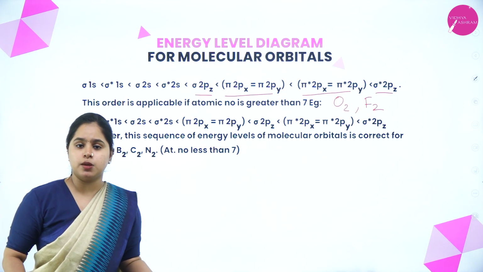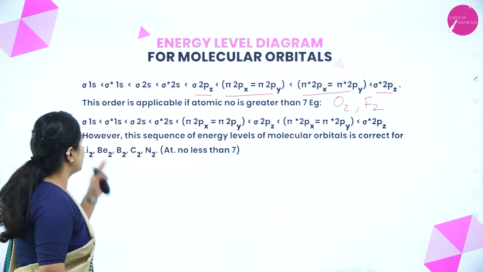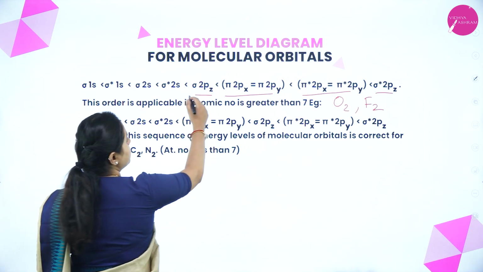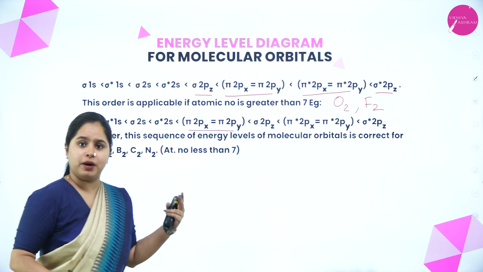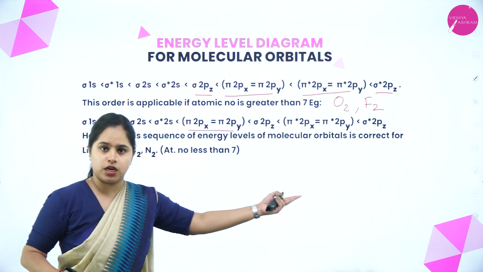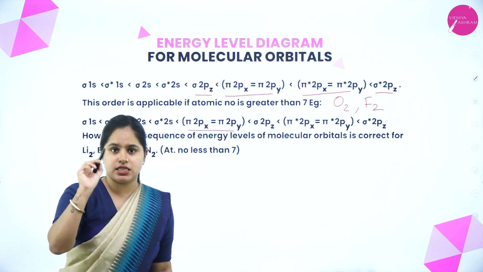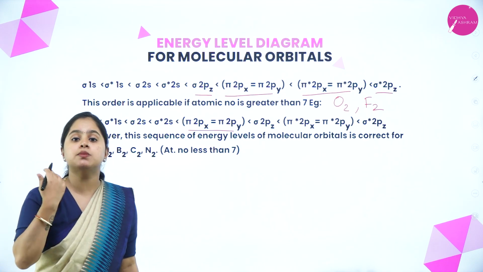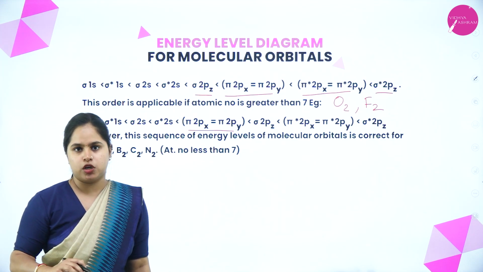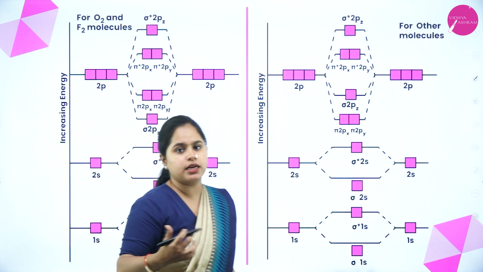Now, coming to the other molecules, other than O2 and F2, the order is a little bit different, right? It is sigma 1s, sigma star 1s, sigma 2s, sigma star 2s, then instead of sigma 2pz, pi 2px equal to pi 2py comes, and then sigma 2pz, then pi star 2px equal to pi star 2py and then sigma star 2pz. Wherever you are able to see the star sign, it represents an anti-bonding molecular orbital, and wherever you cannot see that, it is a bonding molecular orbital. Let's see the molecular orbital diagram so you will get a better idea of it.